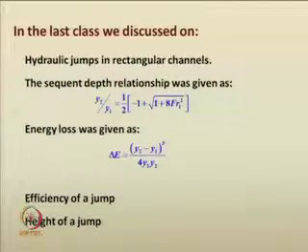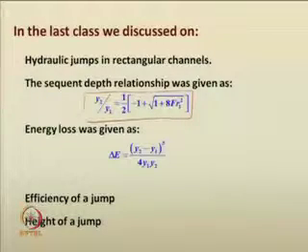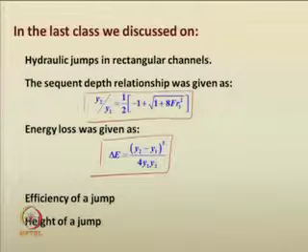We had discussed the sequent depth relationship as given by this particular equation: Y2 by Y1 is equal to half of minus 1 plus root of 1 plus 8 Fr1 square. Then we discussed the energy loss that can occur in rectangular channels due to hydraulic jumps. Related to the characteristics of a hydraulic jump, we discussed the efficiency of a hydraulic jump. We also discussed the height of a hydraulic jump.